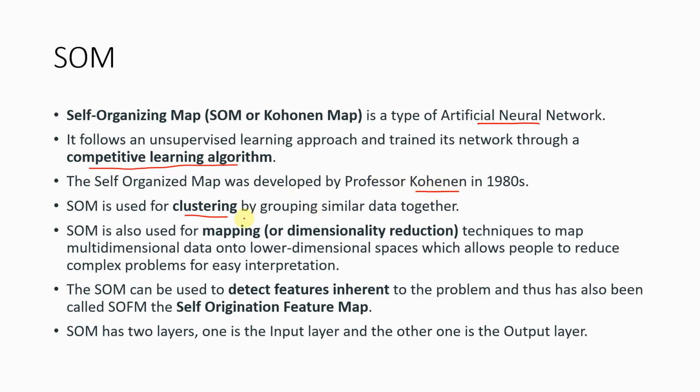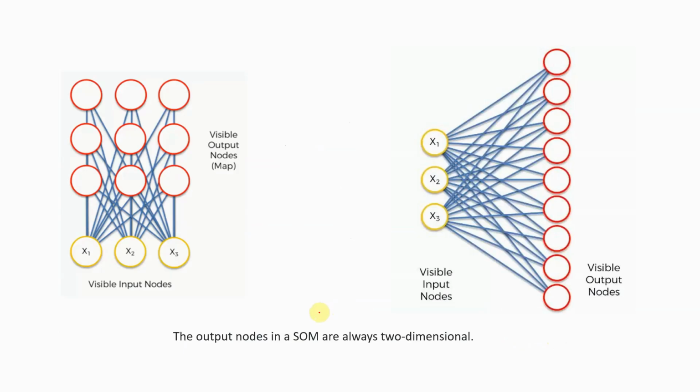The other applications of SOFM are dimensionality reduction, and it is also used for detecting features. That's why the other name for it is self-organizing feature map. The SOM is basically an artificial neural network, and it has two layers: one is an input layer and one acts as an output layer. In the SOFM, the output layer nodes are organized in a two-dimensional map. For understanding purposes, we have organized this two-dimensional map in a one-dimensional linear way.